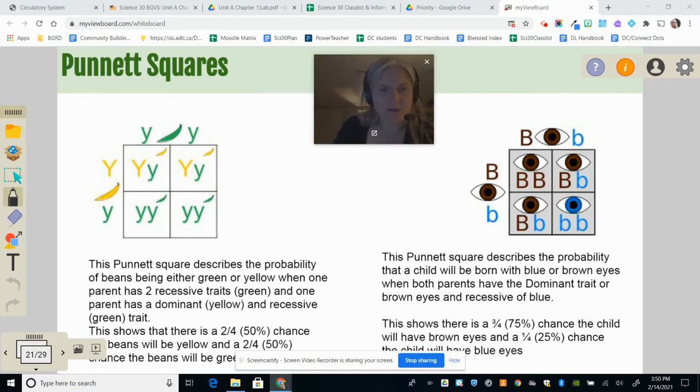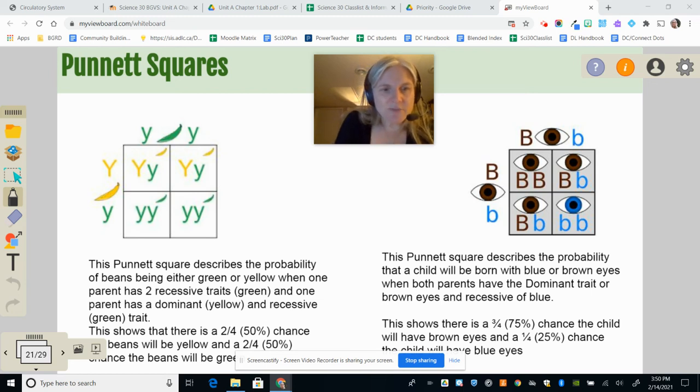This is an example of a Punnett square with the probability of beans using either green or yellow, where one parent has two recessive traits. Okay, so if you're feeling comfortable with Punnett squares, you can go ahead and start working on some of the practice questions. If you want to do a little bit more, then continue watching. If this is new to you and you're still wondering what's going on, let's use some more of the terminology to keep it in your head.